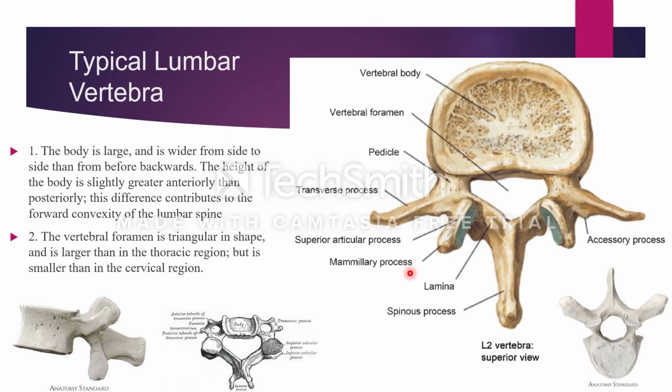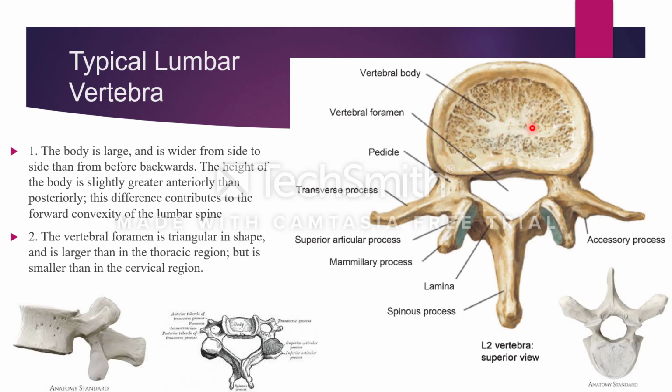Now we will discuss the typical lumbar vertebra. Typical lumbar vertebrae are four: vertebra number 1, 2, 3 and 4. They are the upper vertebrae. So the body is large. See here, the body is very large. It is wider from side to side than from before backwards. If you see here, the anterior posterior diameter is less as compared to the transverse diameter.